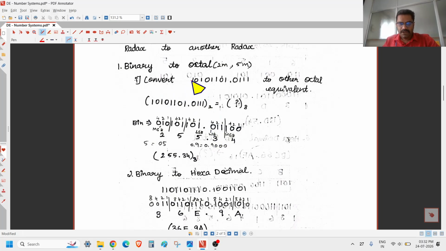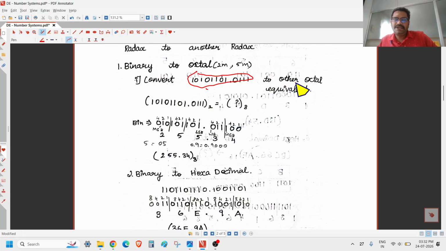First, here you can see the problem: 10101101.0111. This is the binary number. We are going to convert this binary number into octal. If you want to convert a binary number into octal, you have to split the given binary number into groups of three digits. It is very simple.